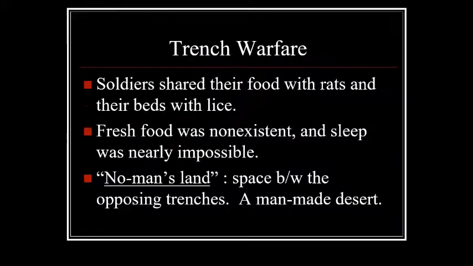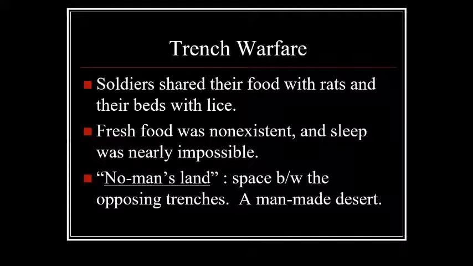Now, trench warfare was pretty much as brutal as it got, right? So there are bug and rat infestations, and they're chewing on the men in the middle of the night while they're sleeping. Their food is not in the best condition either. Fresh food was not a thing. And sleep, you're not getting very much sleep because there's constant shooting and explosions going off.